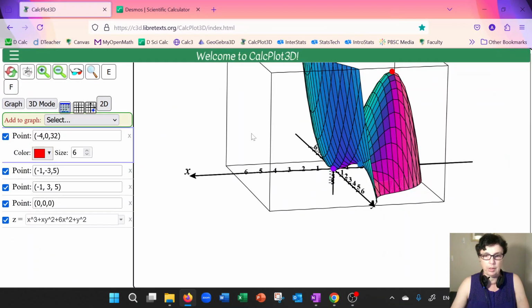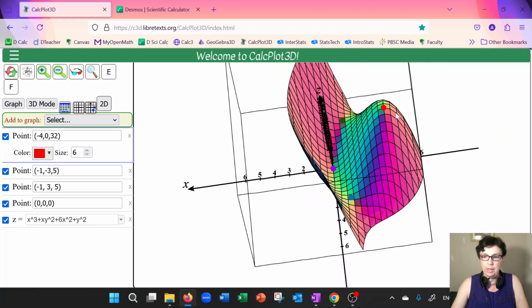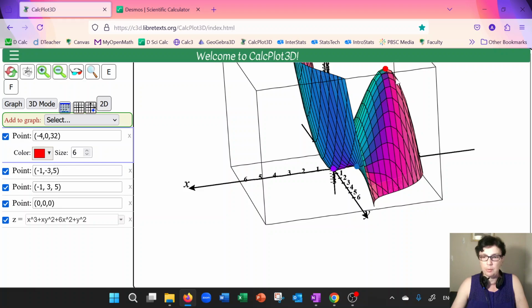Okay, now, I'm basically done with this, but I wanted to show you the graph that I created in CalcPlot 3D. I also plotted all these points that we got. And I want you to make sure, looking at it visually also, does it make sense? So here is point (-4, 0, 32). You can see it right here, that's the red point. That is definitely a local maximum, right? Very clear.